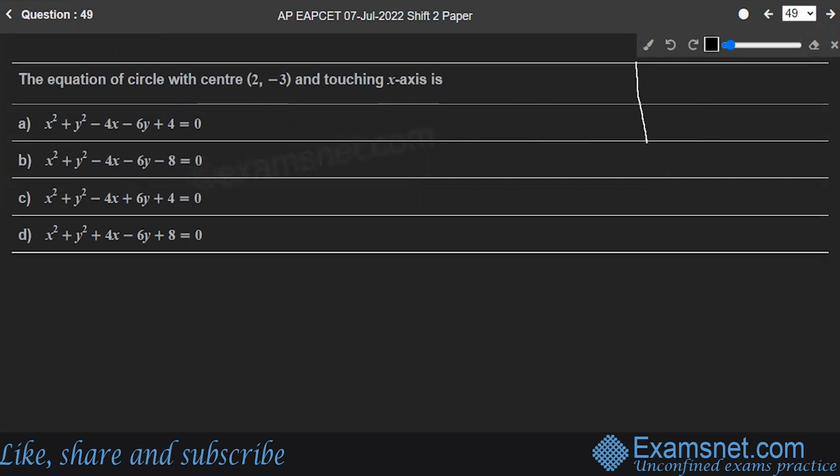Let's make this circle first. So here is the coordinate axis. (2, -3) will lie in the fourth quadrant. So here is approximately 2, and over here I can consider as -3. So this is the center of the circle, which is (2, -3). And it is touching the x-axis. So let's make this circle something like this.